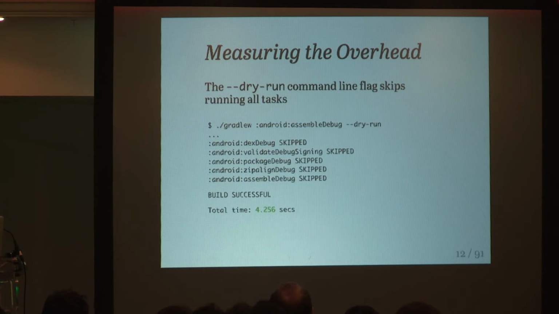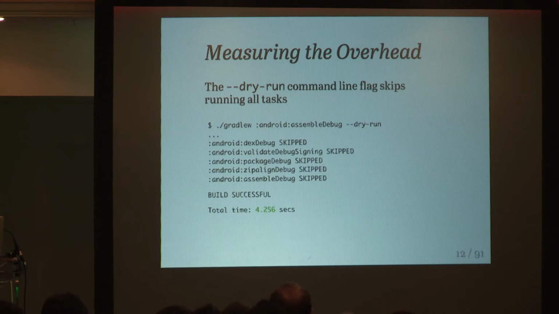And to measure it, I use this really cool Gradle flag called dry run, and it does what it says on the tin. It basically evaluates your project fully, it configures it, but it won't run any tasks. So if I just look at the build time with the dry run, they all say skipped here, but it will do the configuration. So the time here, that's the overhead. Every time I run Gradle on this project, I pay 4.3 seconds of overhead just for the configuration, right?